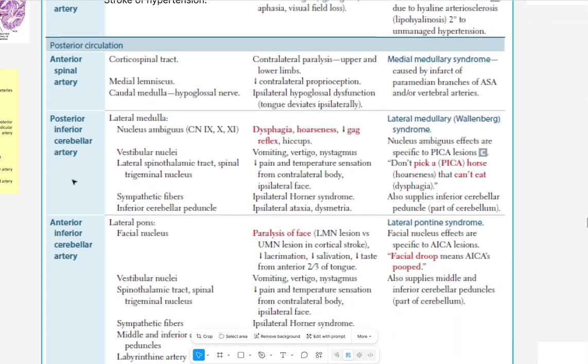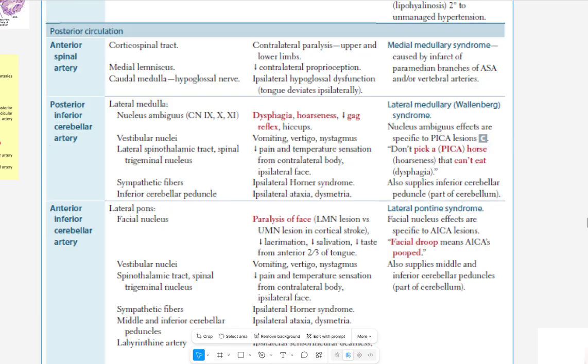Now we move on to posterior circulation. When we talk about the posterior circulation, now we're talking about the brainstem. So the part of the cerebellum that's all supplied by the posterior inferior cerebellar artery, the anterior inferior cerebellar artery, the superior cerebellar artery, and then the posterior cerebral artery, right?